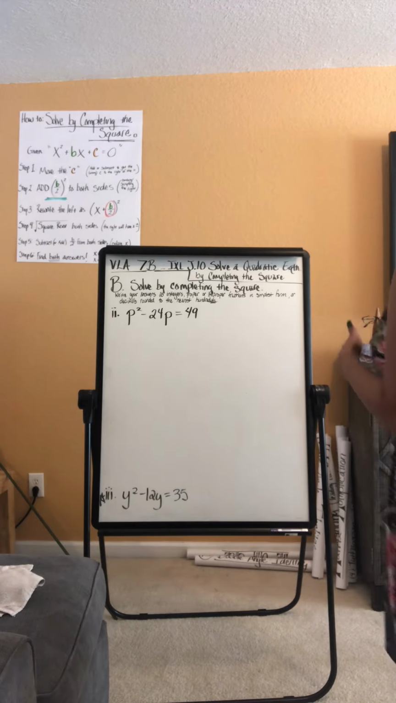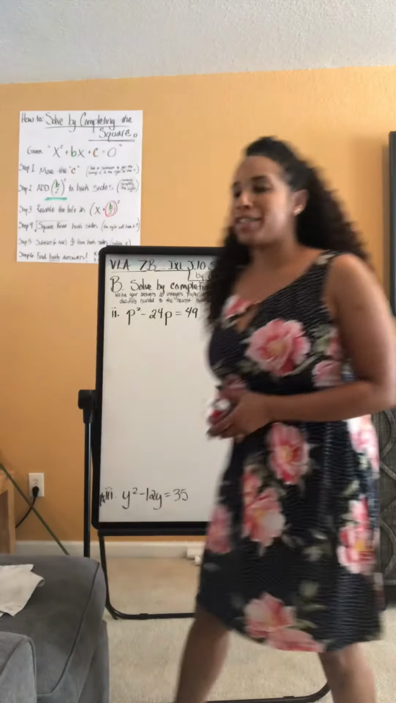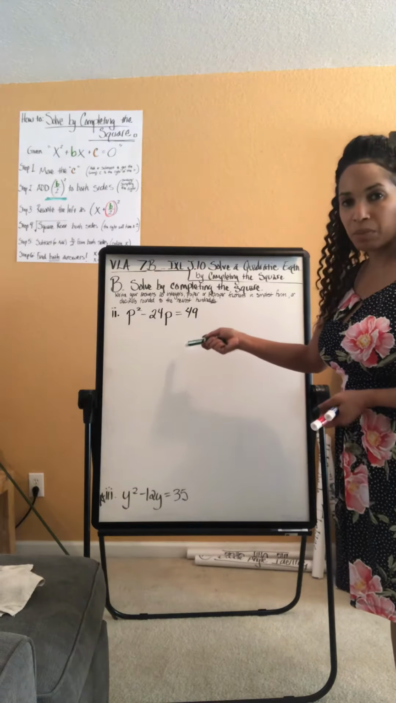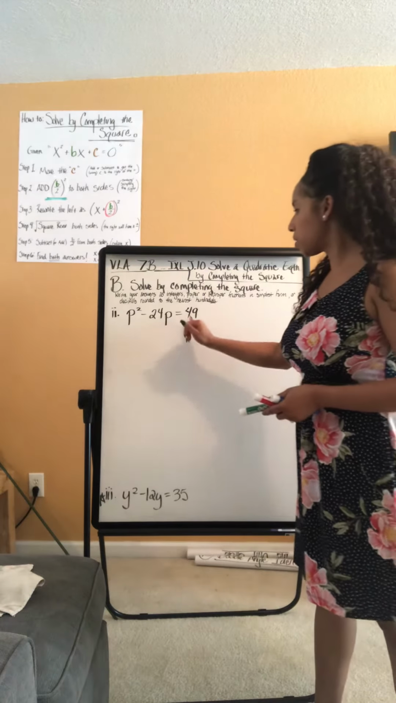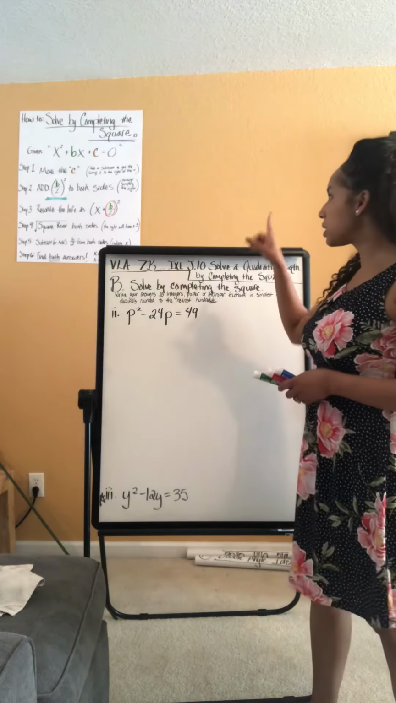Solving by completing the square, B2. All right, so we already have the C has been moved, right? The first step is supposed to be to move the C, but I don't have a C. My C is already on the other side, so I'm fine there. I can move on to step 2.